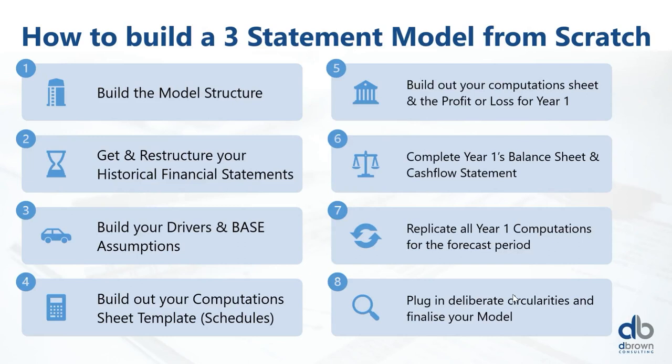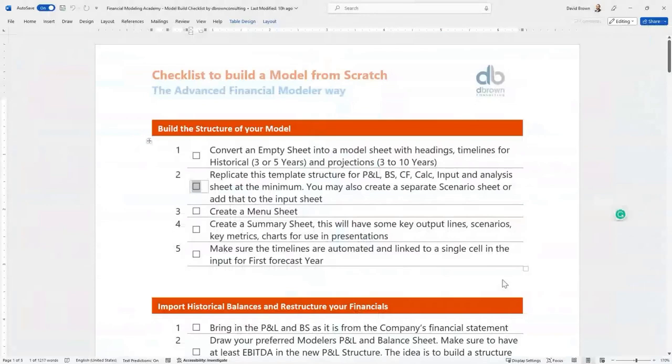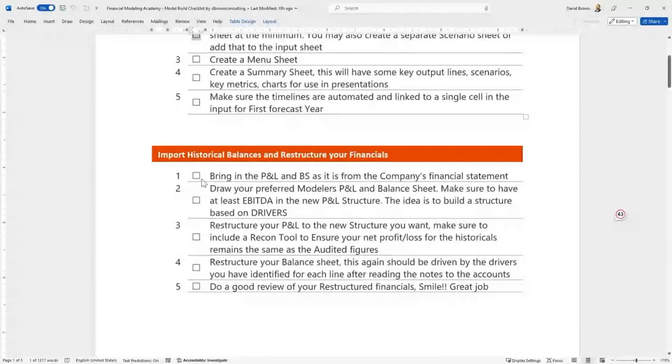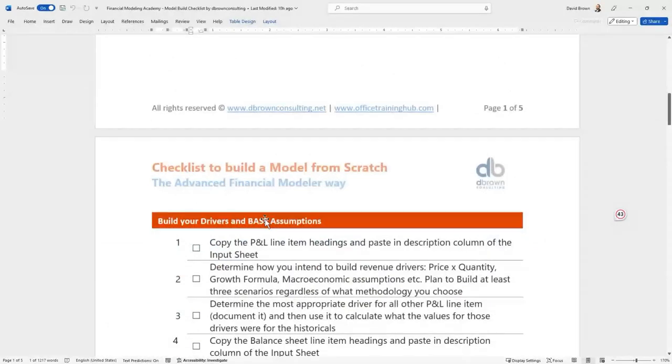It's a circular problem. There's a way to solve it in the model. So you solve that circular at the last thing. And this is your steps. Now, I have something for you. I have this as a checklist, right? So this is build the structure of your model. This is a detailed checklist. Then you have import your historical balance sheet. Then you have also a checklist. So this is your detailed checklist.